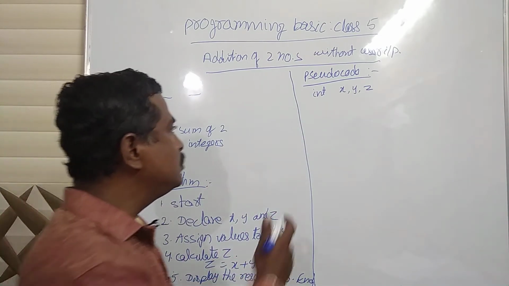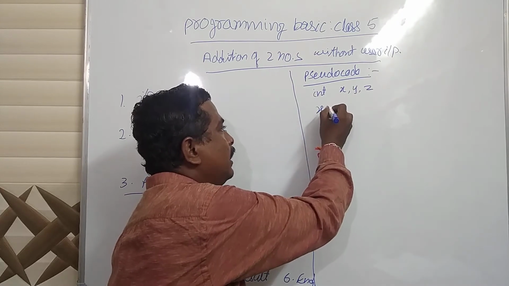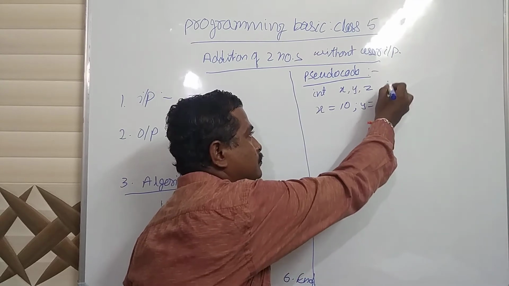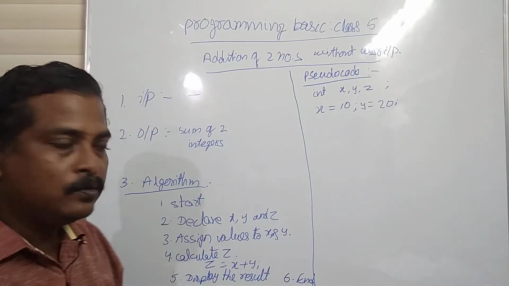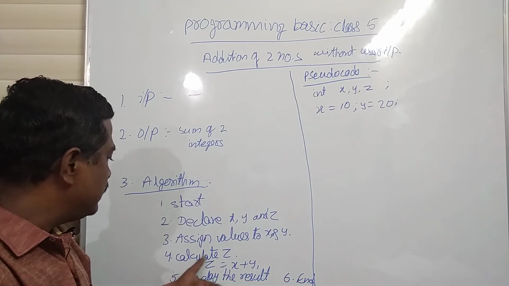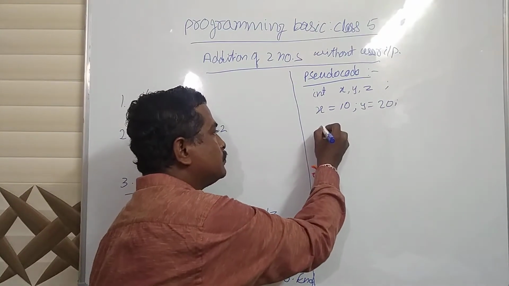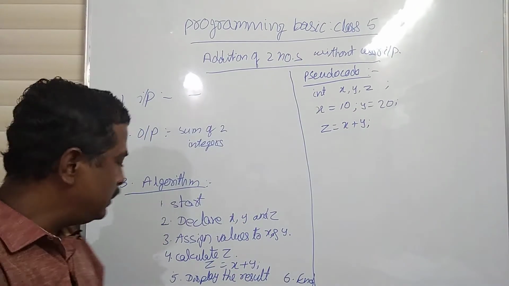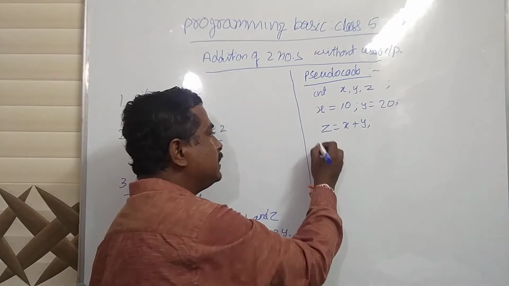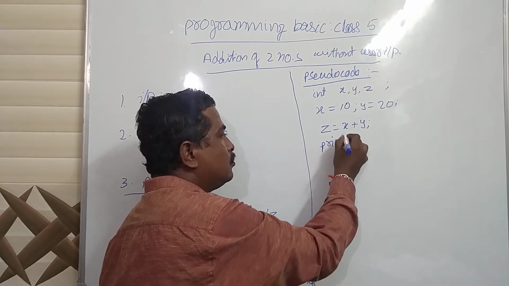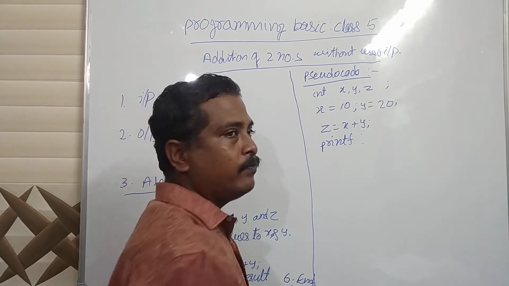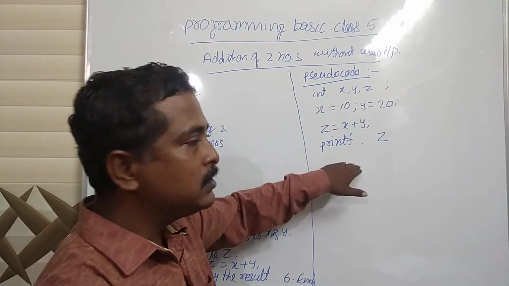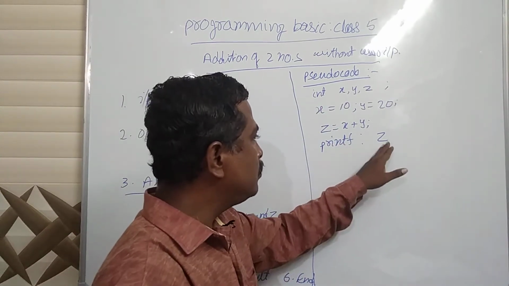Second step, assign values to x and y. How do we assign values? x equal to 10 semicolon, y equal to 20. Similarly, calculate z. Next step, z equal to x plus y. Next step, display the result. In C language, to display something, the syntax is printf. printf z. I have written pseudo code, it is not the exact code. That means I want to print z.